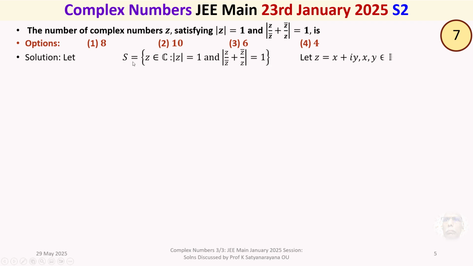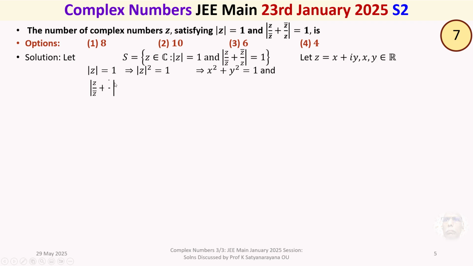Let S be the set of all those complex numbers z satisfying mod z is equal to 1 and modulus of z by z bar plus z bar by z is equal to 1. Let z be the complex number x plus iy where x and y are real numbers. Mod z is equal to 1. Its square is mod z square is equal to 1. That is x square plus y square is equal to 1, which is a circle with the center at the origin and a radius 1.